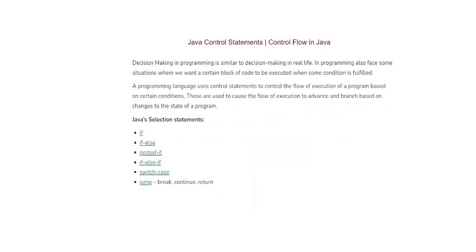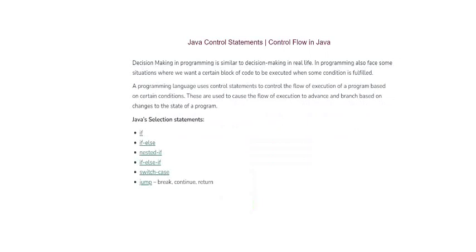Control statements, control flow in Java. Decision making in programming is similar to decision making in real life. In programming, we also face situations where we want a certain block of code to be executed when some condition is fulfilled. A programming language uses control statements to control the flow of the execution of a program based on certain conditions.